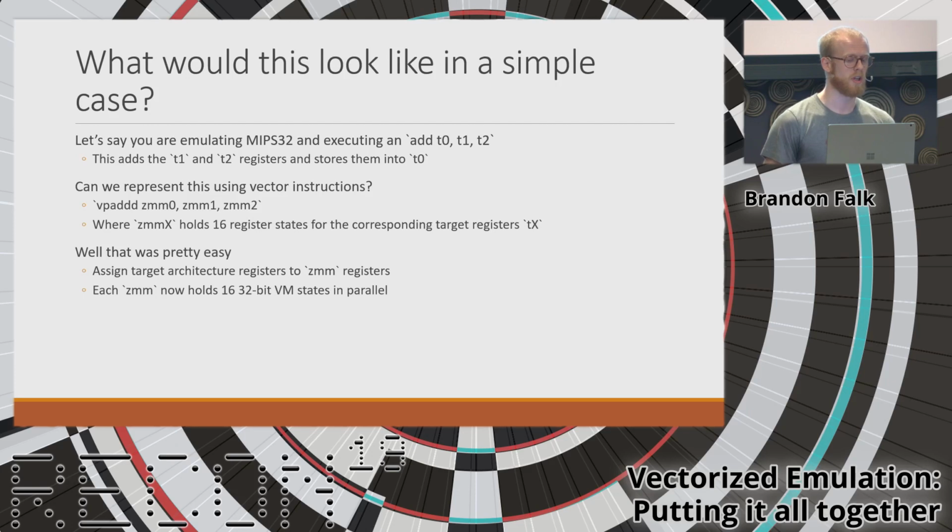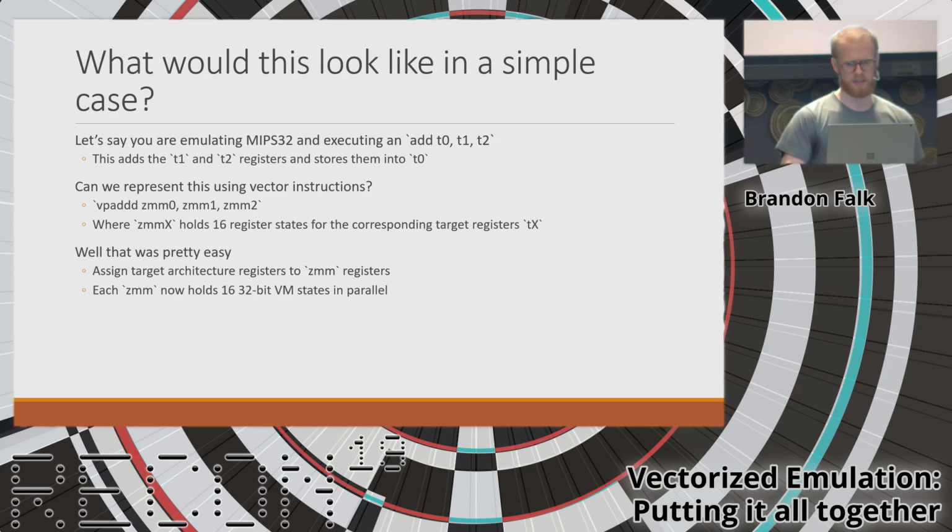So the first thing I need to think about is, can I represent this instruction using a vector register? And in this case, it's actually really easy. There's a one-to-one translation here. Since MIPS doesn't have flags, I'm able to directly emit a VPADDD and perform 16 adds for 16 separate 32-bit VMs in parallel in one instruction. And as long as those ZMMs line up with those T registers in MIPS, everything works out, and you can actually just do this.